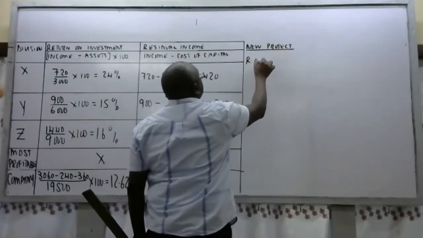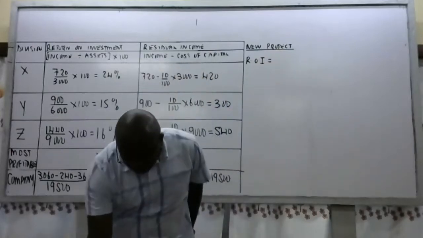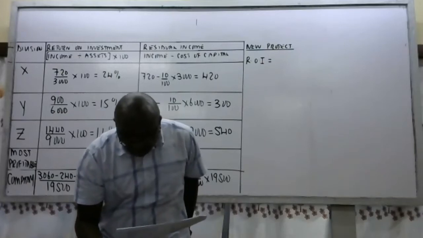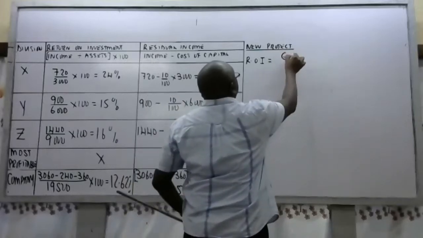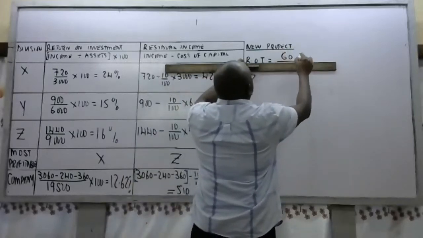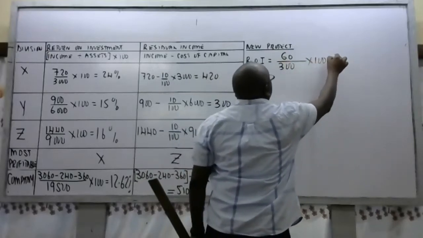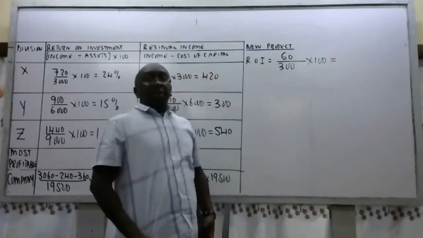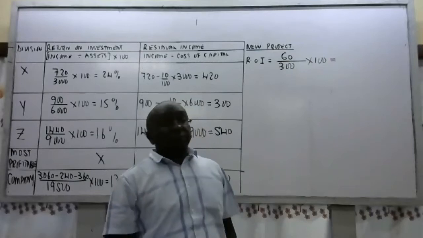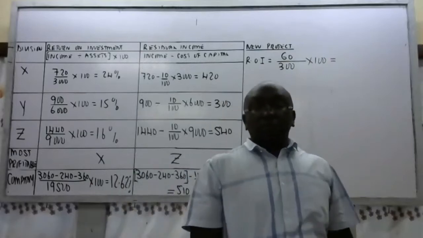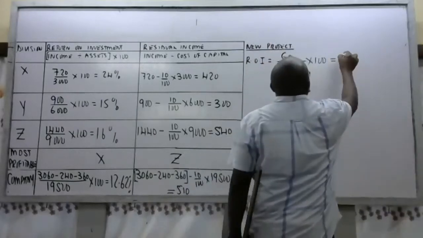Return on investment, this new project, we are told it is going to have an annual profit of 60, and the cost is 300,000 or 300. So when you multiply, tell me what percent that is. That is 20%.